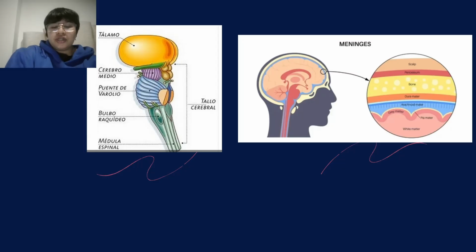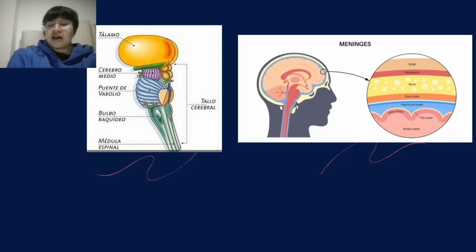In addition to the bones of the skull, the brain is protected by three layers called the meninges. The dura mater, which is the outer and stronger layer, the arachnoid mater, which is the middle layer, and the pia mater, which is very thin and directly covers the brain.